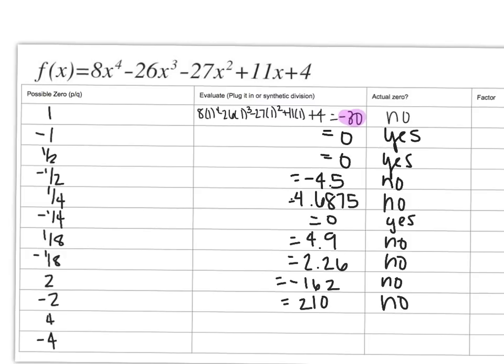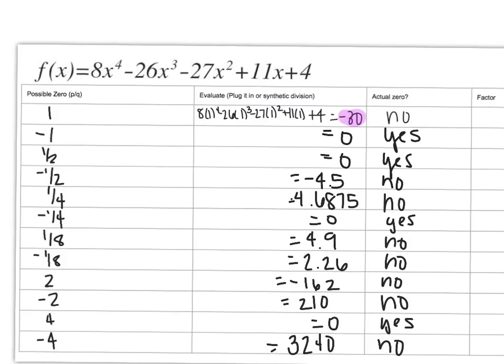Then I'm going to plug in +4. And +4 gives me 0. So yep, that one's an actual 0. And I'm going to plug in -4. And that was 3,240. So that's definitely not a 0.